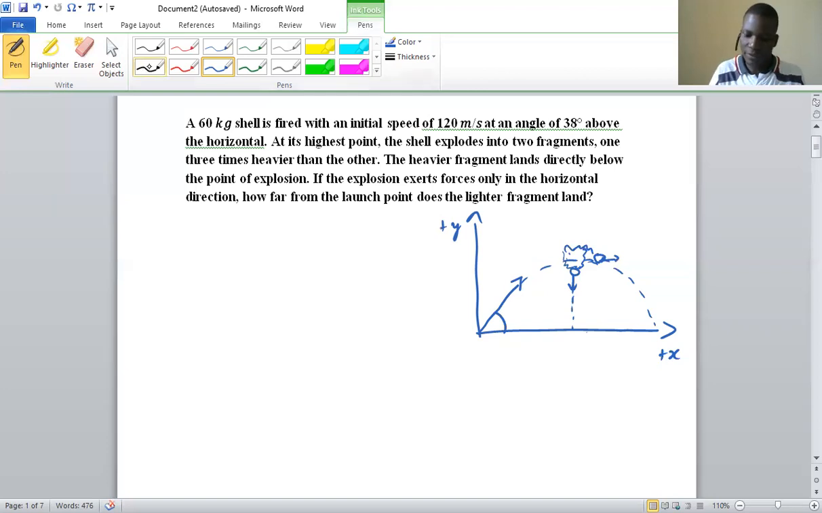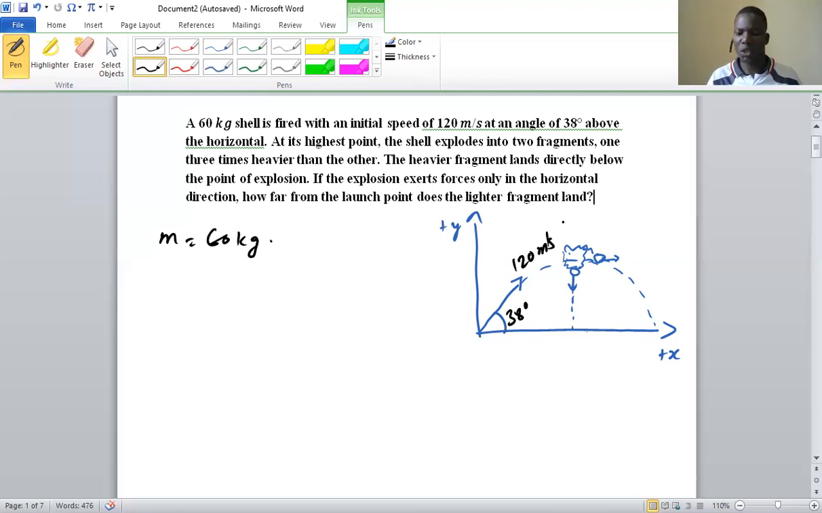And then we have the angle 38 degrees, and this speed is 120 meters per second. The total mass is 60 kg. So now we can get started. This question is not that difficult. You just have to combine the concepts of kinematics in 2 dimensions and conservation of linear momentum, and you'll be able to solve it. Let's see how we get to solve this question.